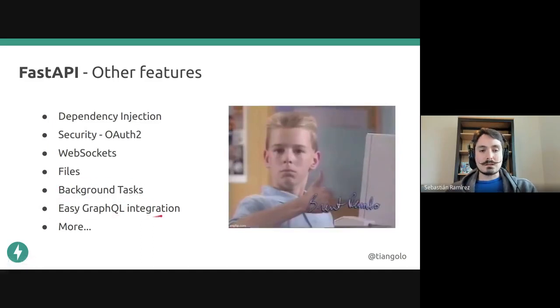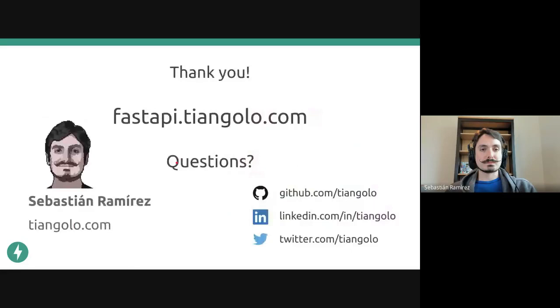There's easy GraphQL integration, and there's a bunch of extras that you can get with FastAPI. Of course, Jinja templates and things that you might be used to if you are building a whole system, the whole HTML, for example, in a front end. With the backend, you can also do all that. But there's a bunch of other features that you can check in the documentation.